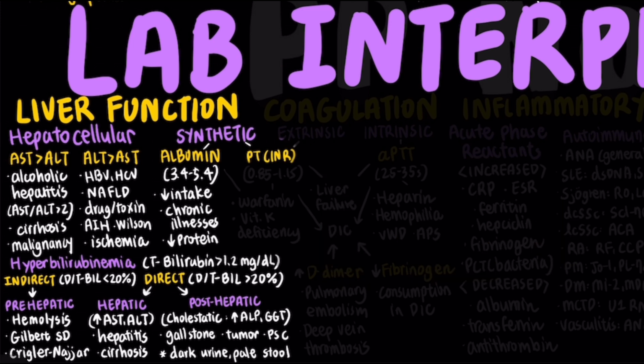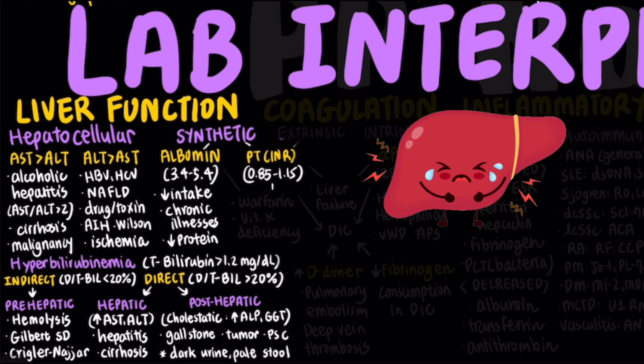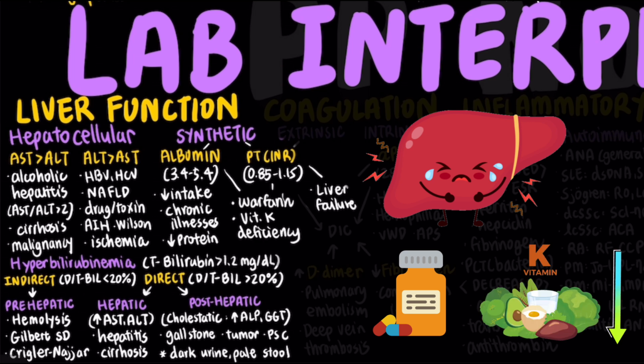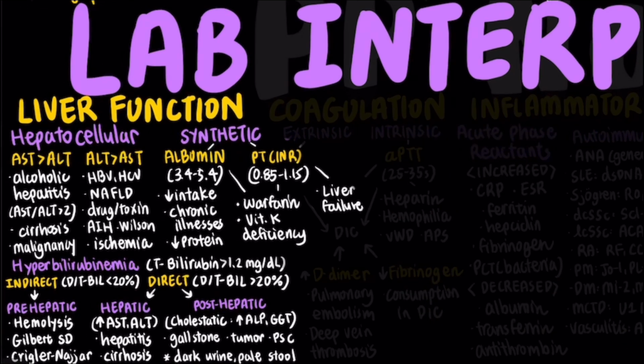But if albumin is low and INR is prolonged, that suggests the liver is failing to synthesize proteins, including clotting factors, seen in liver failure. INR can also be prolonged in warfarin use, which inhibits vitamin K recycling, and vitamin K deficiency, due to poor intake or fat malabsorption.